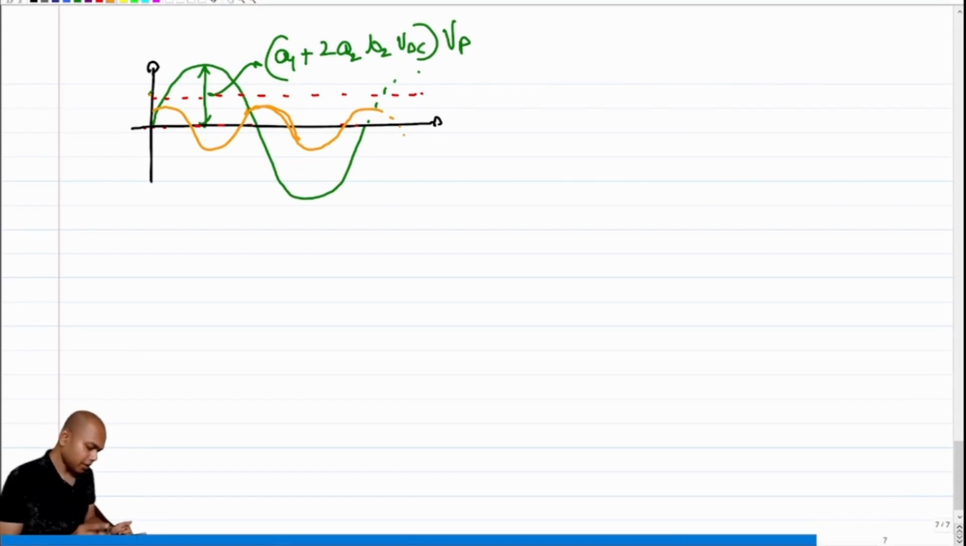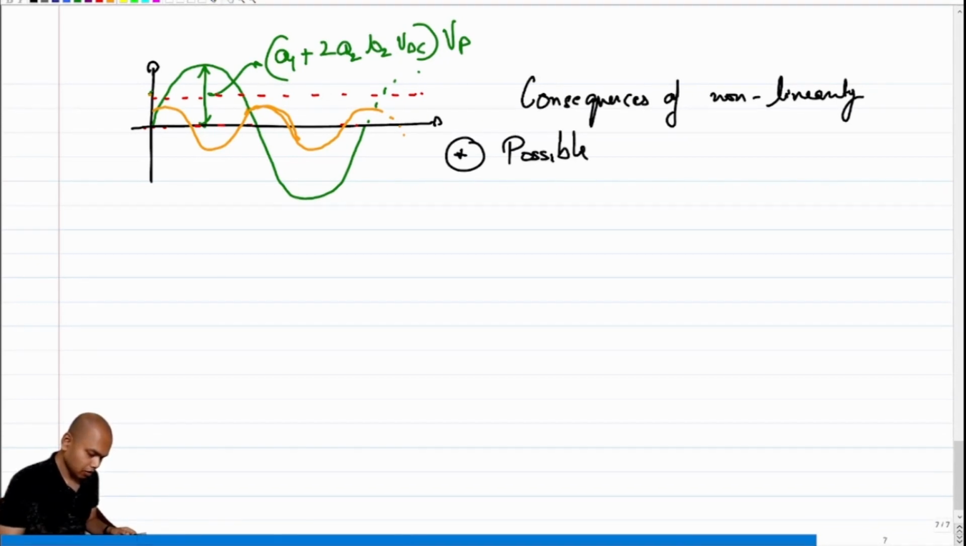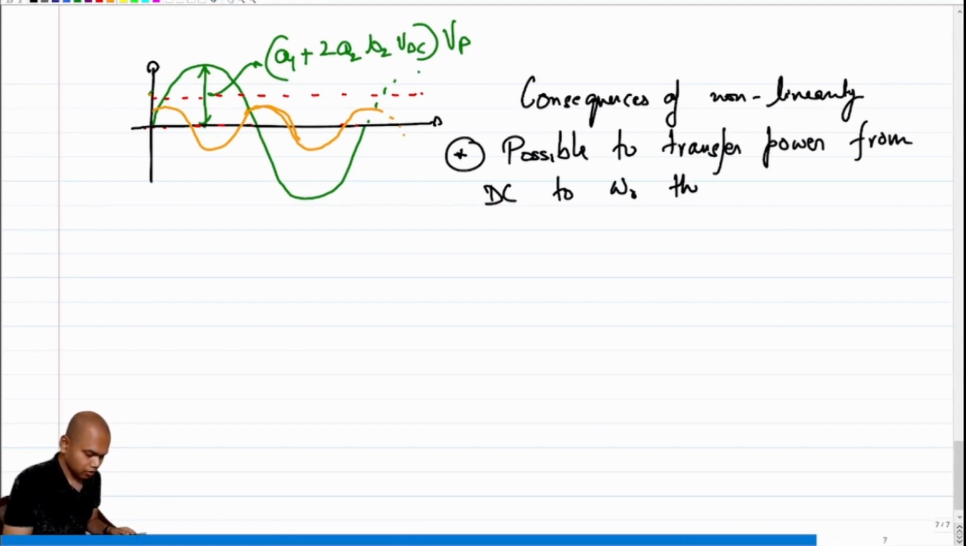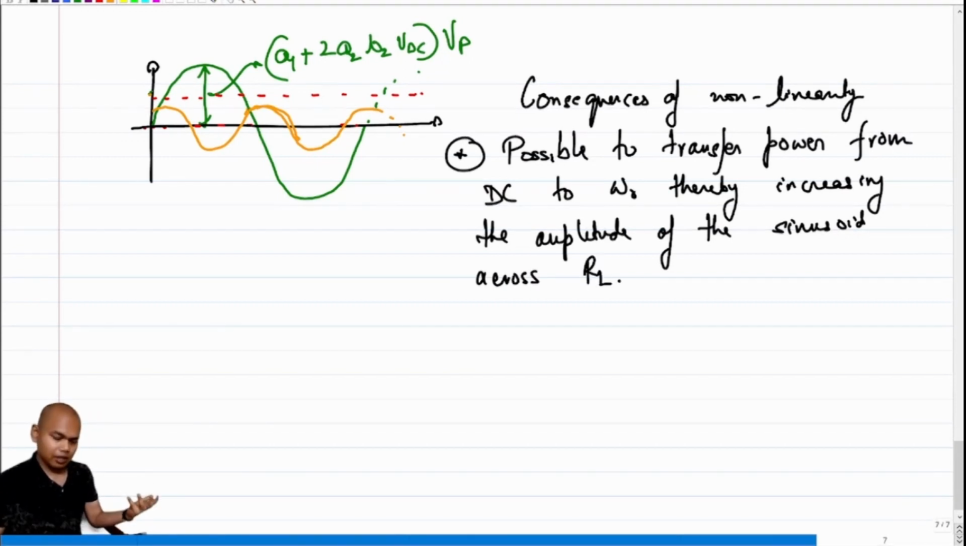So what are the consequences of nonlinearity? The consequences of nonlinearity are, it's possible to transfer power from DC to omega naught, thereby increasing the amplitude of the sinusoid across RL, right? Thereby getting more and more power.